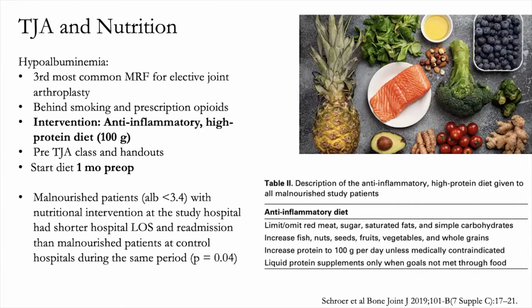And what they found was that they aimed these interventions, of course, at patients who were felt to be malnourished, so those who had an albumin of less than 3.4. There was a study hospital where those patients received this intervention and a control hospital. And of course, it's open to interpretation, but essentially, after receiving the nutritional intervention, these patients had a shorter hospital length of stay and readmission rates than patients at the control hospital. So this is an anti-inflammatory diet that began about a month prior to surgery as an outpatient.